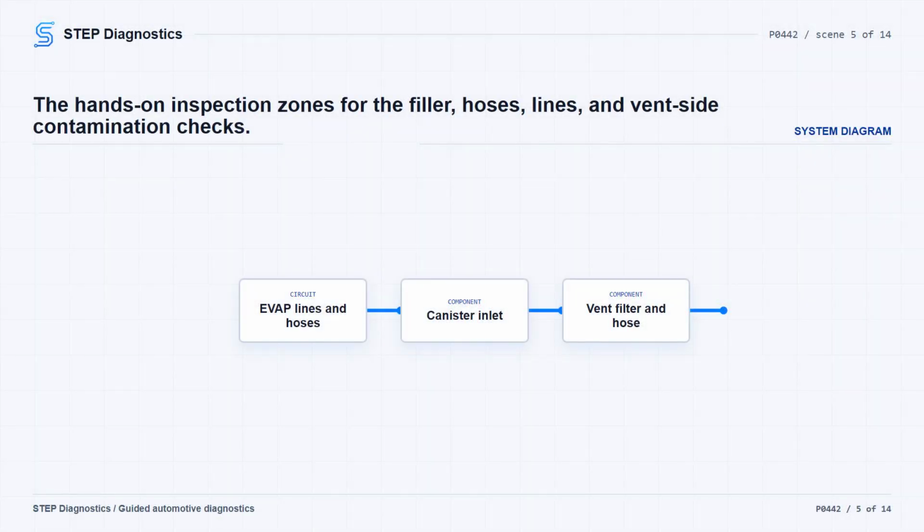Now do the hands-on visual check. Look over the capless fuel tank filler pipe or fuel cap if equipped, and inspect the EVAP lines and hoses for damage or incorrect connections. For P0442, pay close attention to the filler sealing area, loose or damaged vapor hoses, and debris or contamination around the canister inlet, vent valve filter, and vent hose assembly.